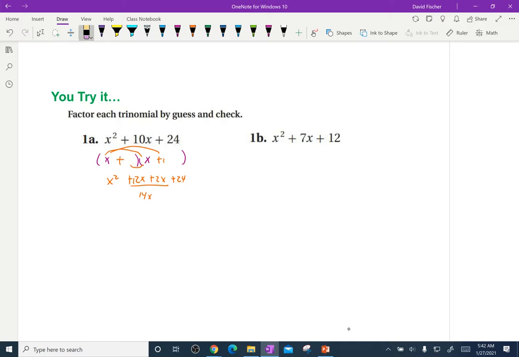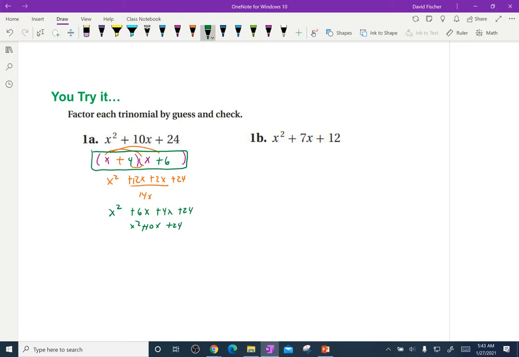So another way that I can get 24 would be maybe, what are you thinking, 4 times 6? Because 4 times 6 is that, so let's try 4 and 6. So I still got my x squared. Now I got plus 6x's plus 4x's plus 24, and now I get my 10x's in the middle. So my final answer is x plus 4, x plus 6.